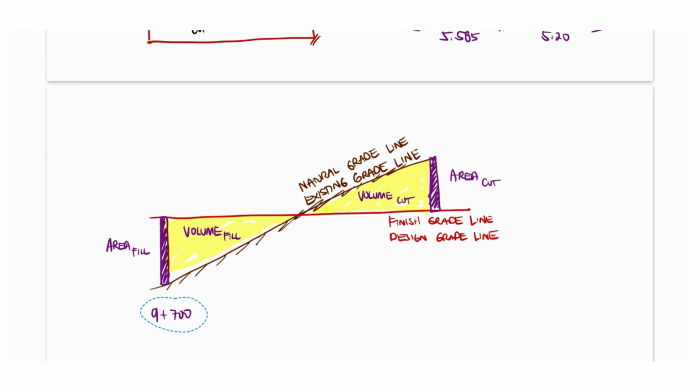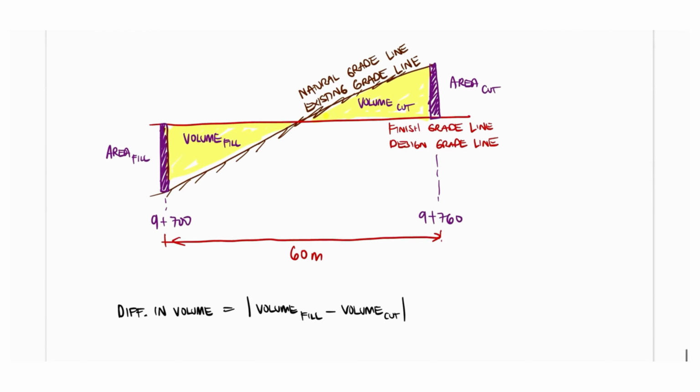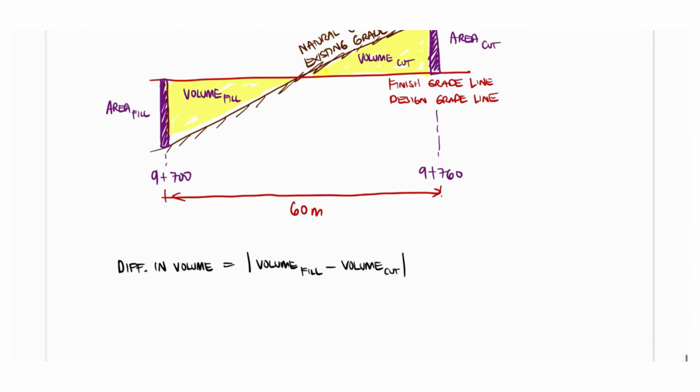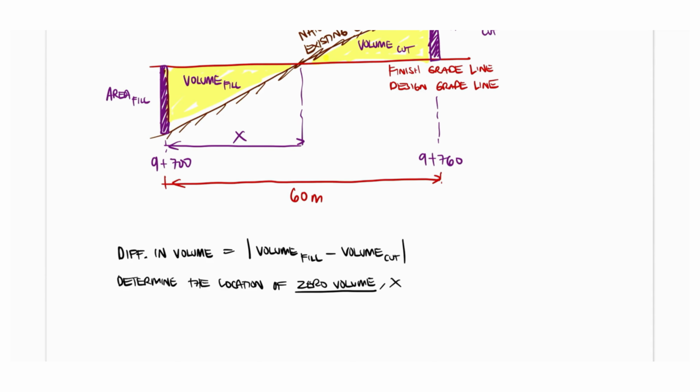Lastly, for the third requirement, which is to determine the difference in volume of cut and fill between the two stations using the end area method. To solve this, let's first illustrate the road profile of the two stations. Then, to determine the difference in volume, we need to subtract the volume of fill and cut. But first, we need to determine the location of the zero volume section, denoted as x. To solve this, we may use the similar triangle equation.